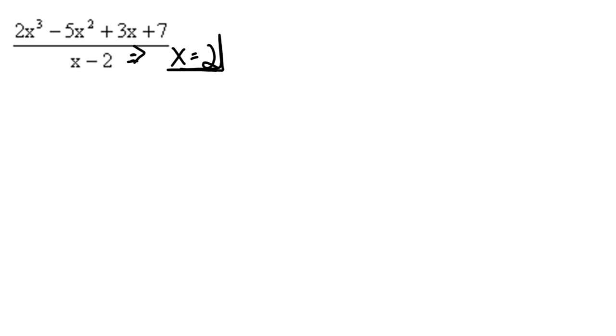You just take the coefficients for each of your exponents. So my x to the third, I'll have a 2. My x squared, I'll have a negative 5. My x will be a 3. And my constant is just a 7. Now remember, I have my x equals 2. And I'm going to leave a little bit of room here, and then I'm just going to draw a straight line here.